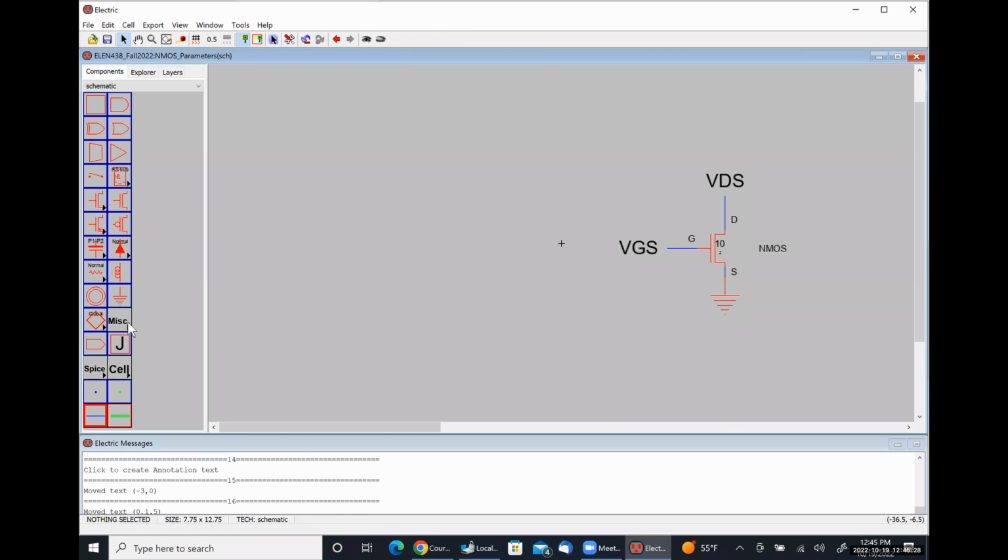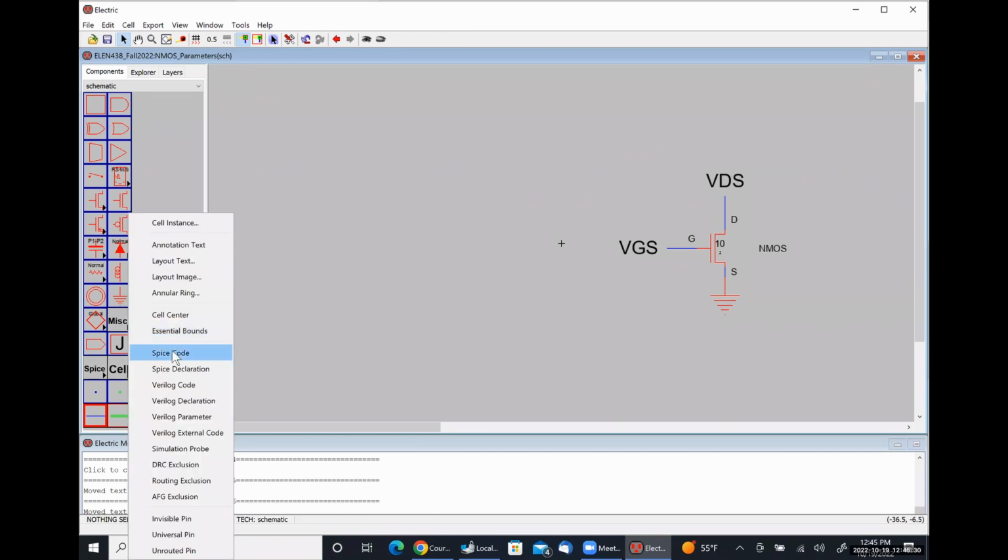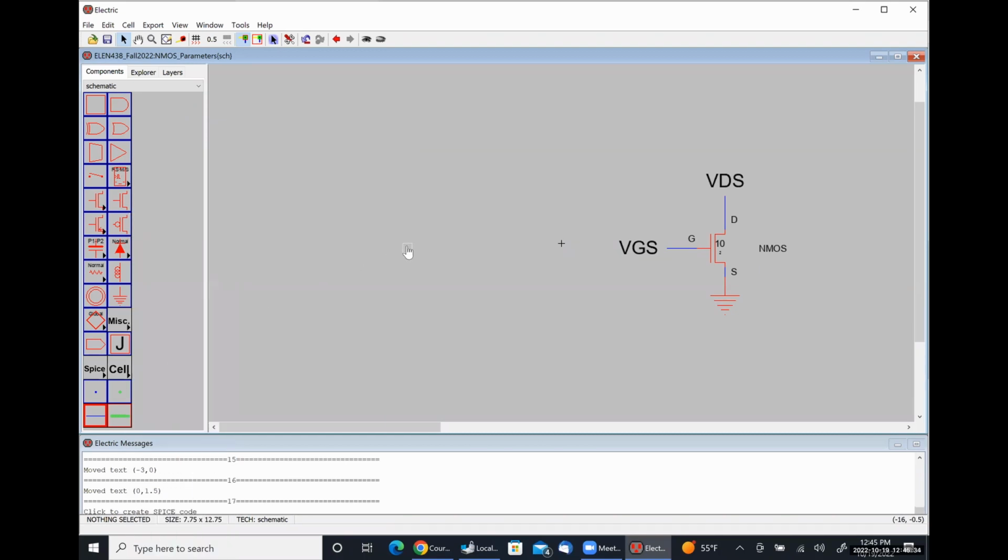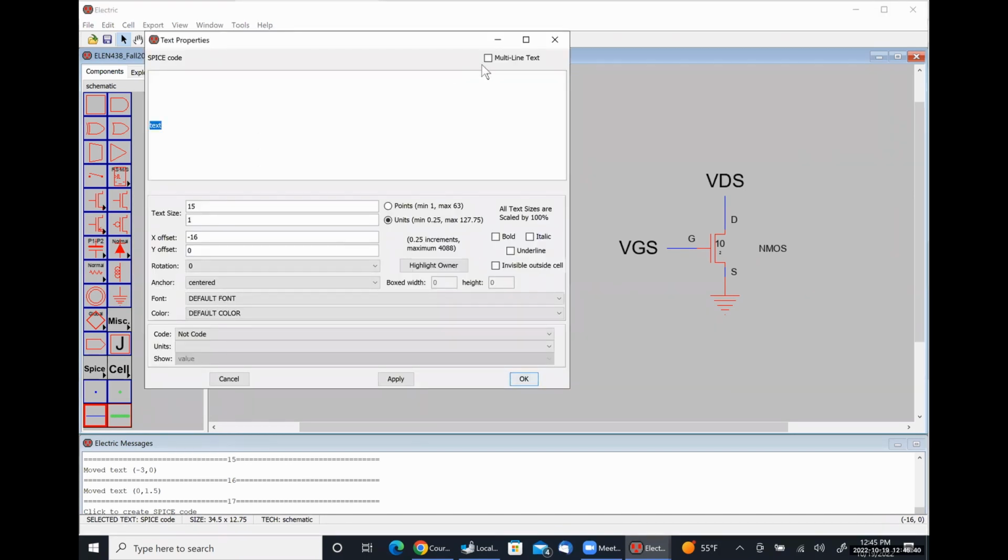So now I'm going to get into my SPICE text. And so I go under miscellaneous and put this SPICE code thing. And I'm just going to drop this over on the left-hand side and then press Control I. This is going to be multi-line text because I'm going to give it all of the commands in one go. So I need to check the multi-line text box up top.